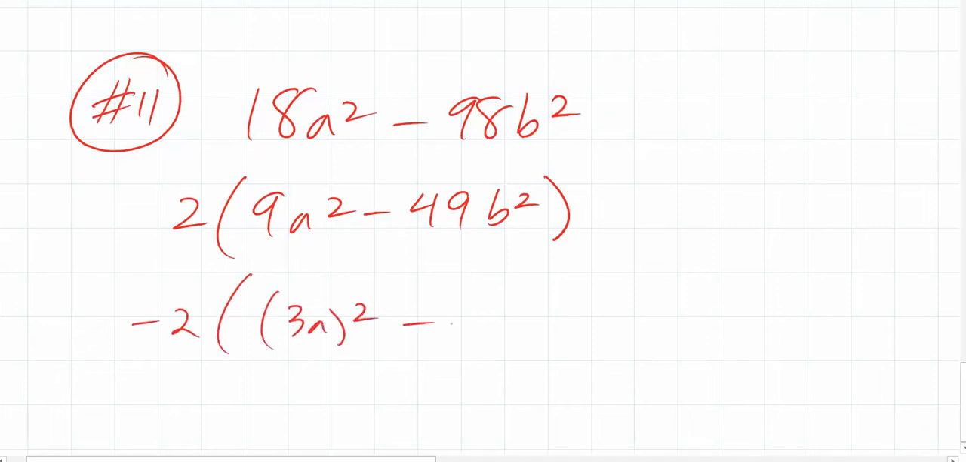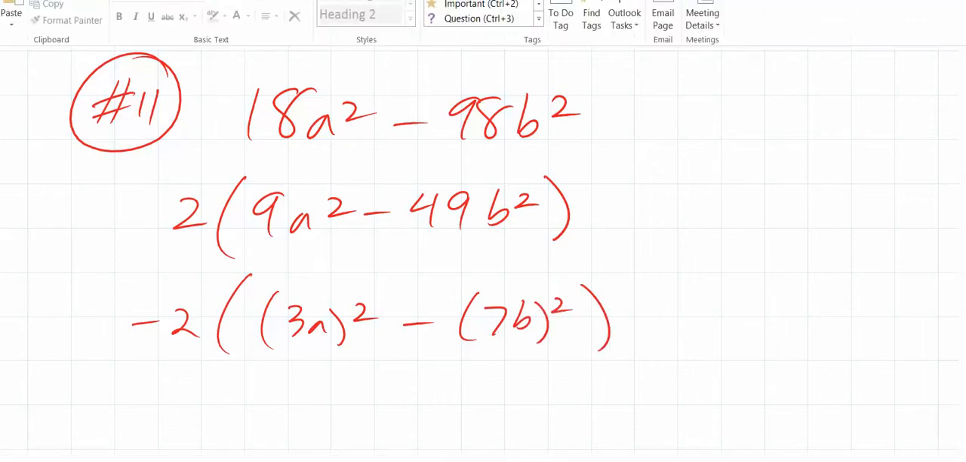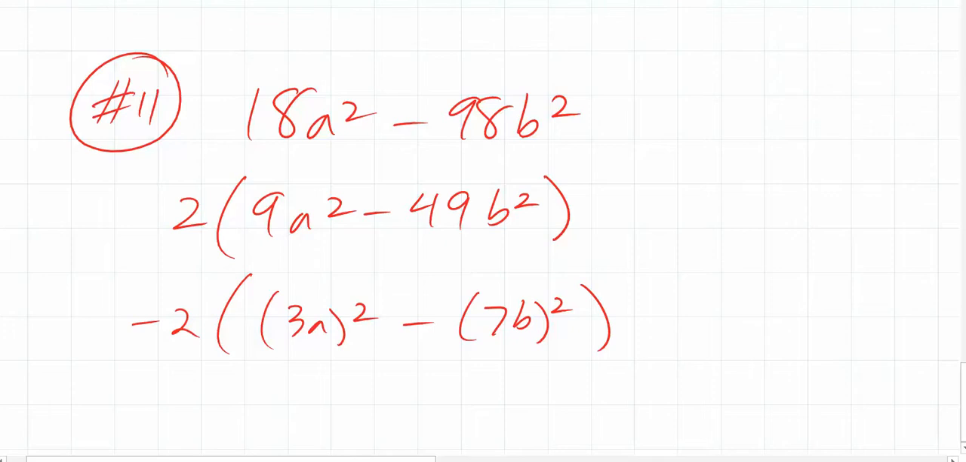3a squared minus 7b squared. What just happened? What's the square root of 9? 3. Oh, we're doing square roots. No, we're not doing them. We're rearranging something.